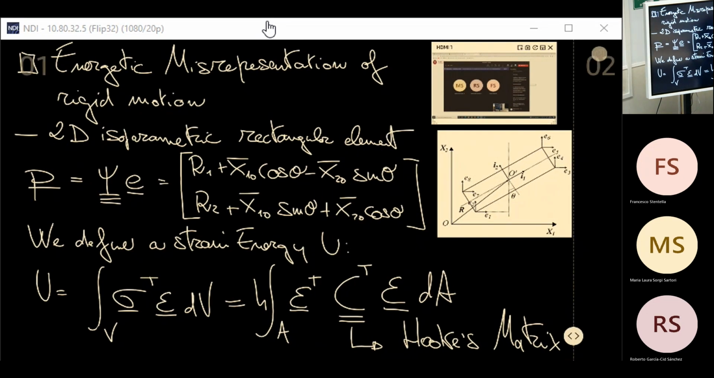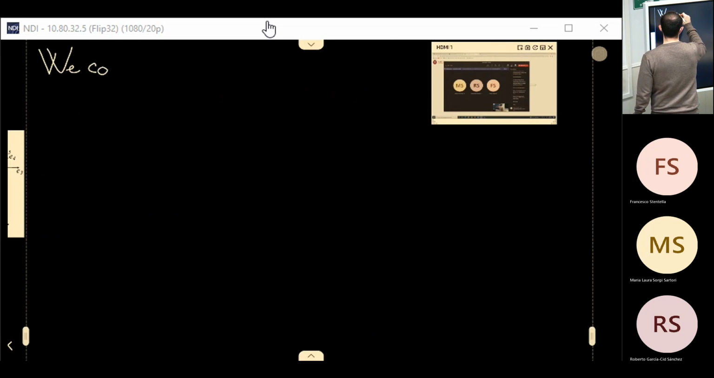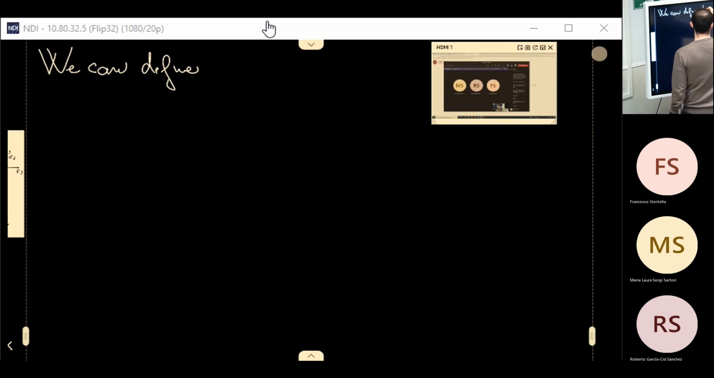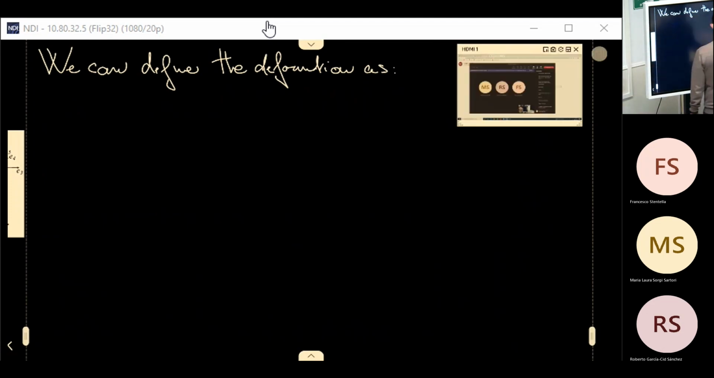And we can define the deformation as such. Again, this part is largely reported in chapter number 3 that we didn't deal with during the course, but again, it's there for you if you want to have some additional information.